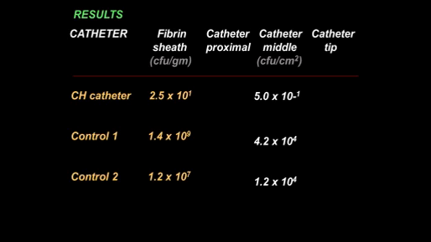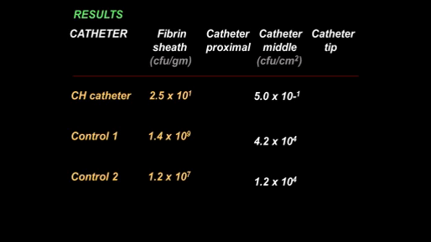We took the sections, the fibrin sheaths from these catheters, sent them to the Center for Biofilm Engineering, and had them analyzed for biofilm. As you can see, on the chlorhexidine catheter in the fibrin sheath, there were less than 10, there were 2.5 microorganisms in those small, less than 1 centimeter sheaths. Comparing that to both control groups, where there was a massive amount of biofilm and numbers of cells at 1.4 times 10 to the 9th, that is a 1 with 9 zeros, and in control 2, 1.2 times 10 to the 7th. So these were massively developed with biofilm.